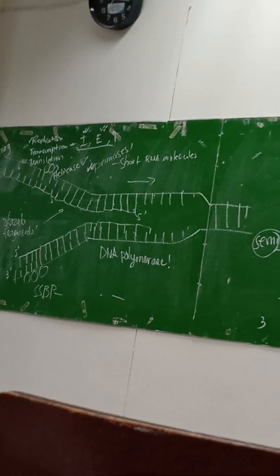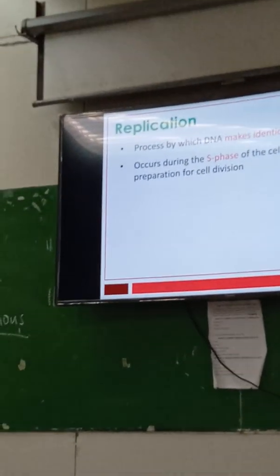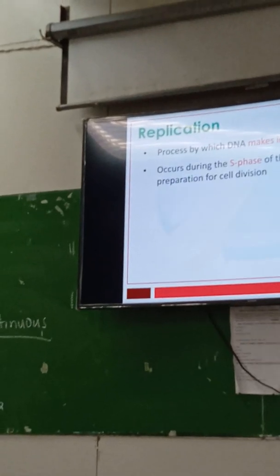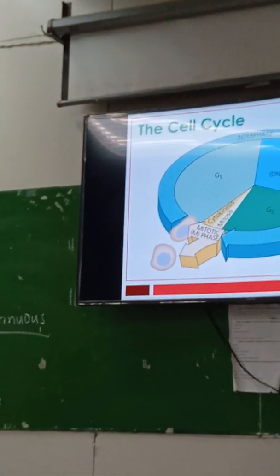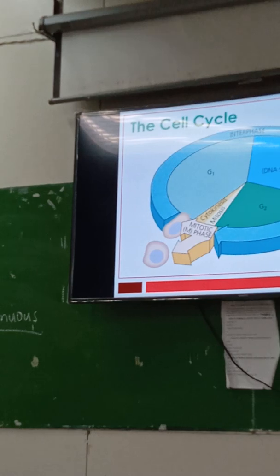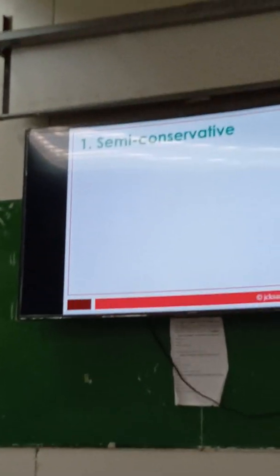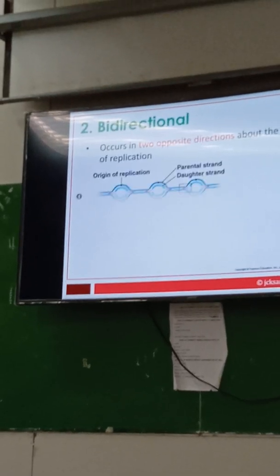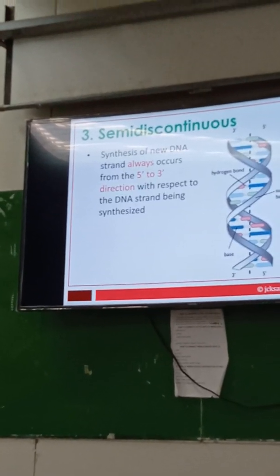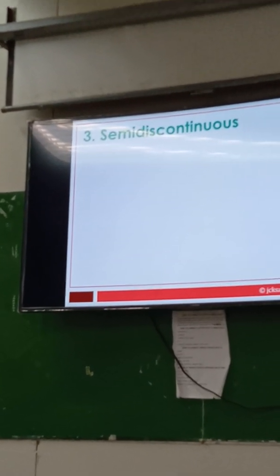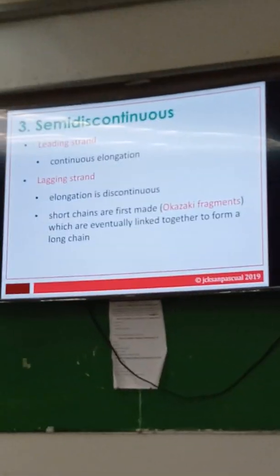So, replication is the process by which DNA creates identical copies of itself and occurs when? During S phase. Okay, so yung S phase, ito siya, of your interphase. Okay? So, characteristics of replication, na-discuss na natin siya. Semi-discontinuous, ito yung sa kanina. Okay, leading strand, lagging strand, yan siya kanina.